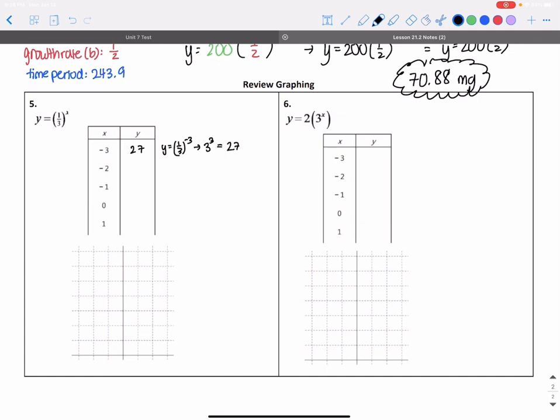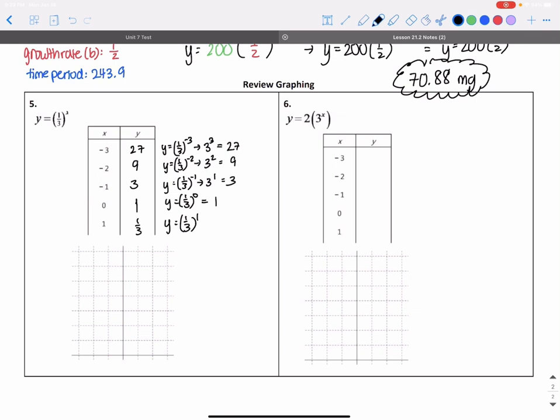Then if I do -2, I have y is equal to 1/3 to the -2nd, which is actually 3 to the +2nd. So the reciprocal of 1/3 to the +2nd. And that's 9. And then for -1, y is equal to 1/3 to the -1 power is the same as 3 to the first power, which is 3. And then I have 0. Anything raised to the 0th power is 1 if you forget, so it's just 1. And then for 1, if I raise 1/3 to the first power, it's just 1/3.